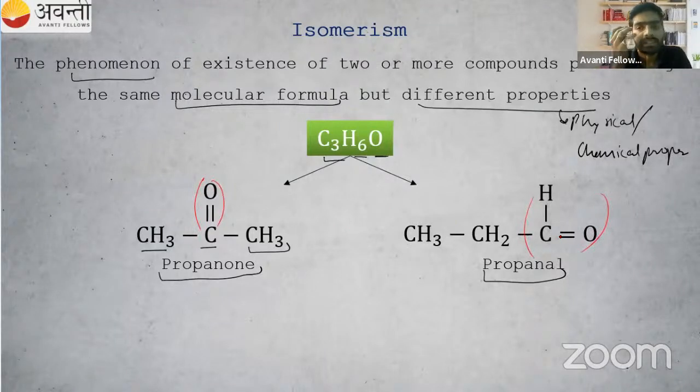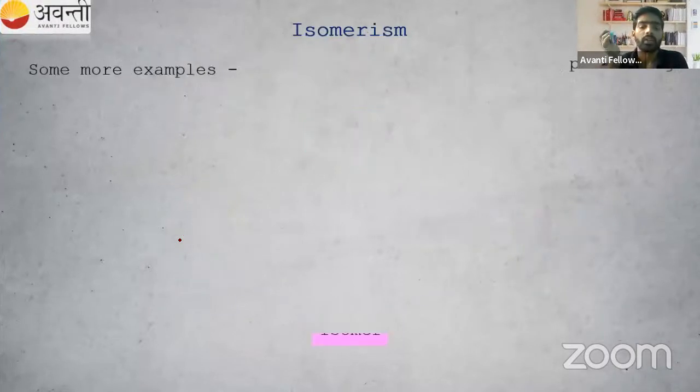If we see the difference between both compounds, propanone and propanal, both have different structures. That means they will have different physical properties and different chemical properties, right? But if we count the chemical composition, that is the number of carbons, hydrogens and oxygen atoms in both compounds, it is the same. So isomerism means having the same molecular formula but different structure, that means different properties. Now going on to the next.